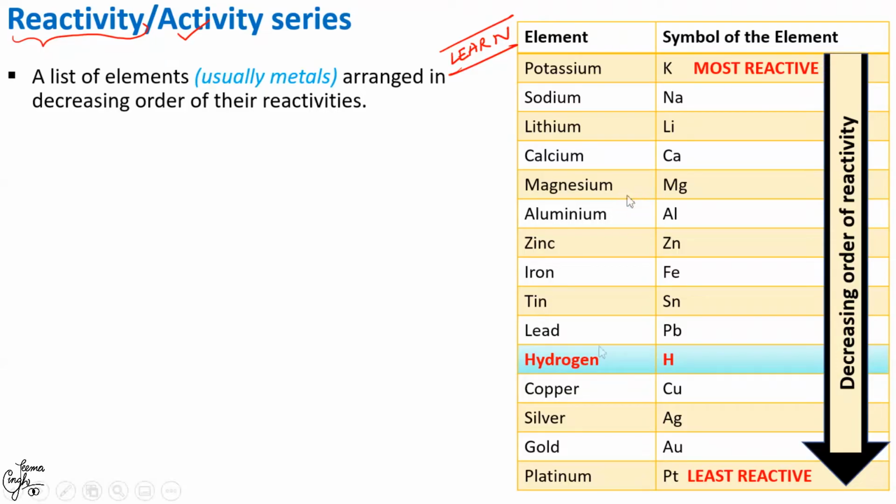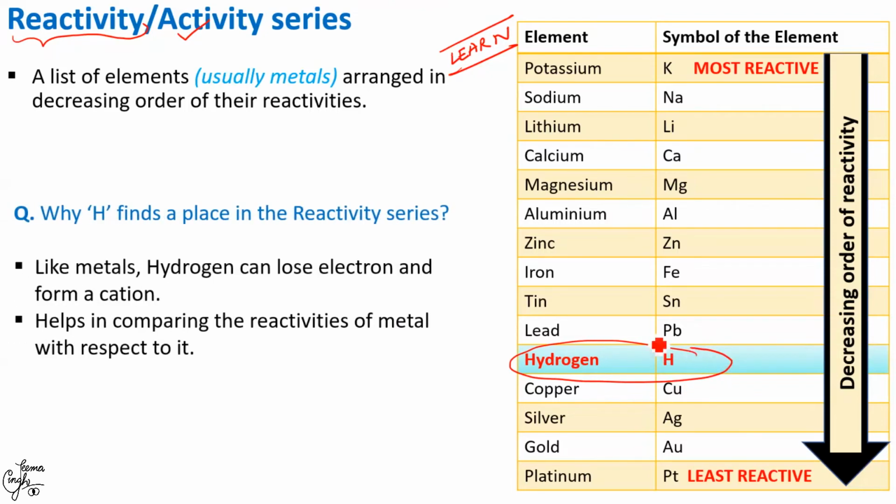You may note that although hydrogen is not a metal, yet it occupies a place in the reactivity series. This is due to the fact that, number 1, like metals, hydrogen can lose an electron and form a cation. That is, hydrogen can lose an electron and form H+ ion, which is known as proton or hydrogen cation. Also, hydrogen is placed for comparing the reactivity of metals with respect to it.